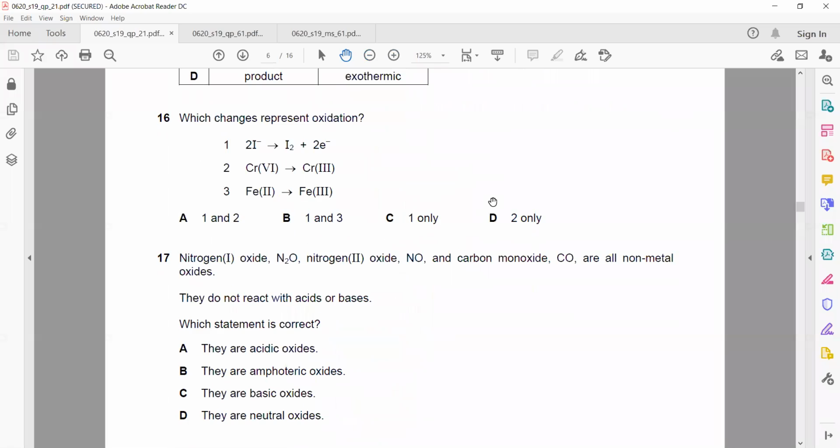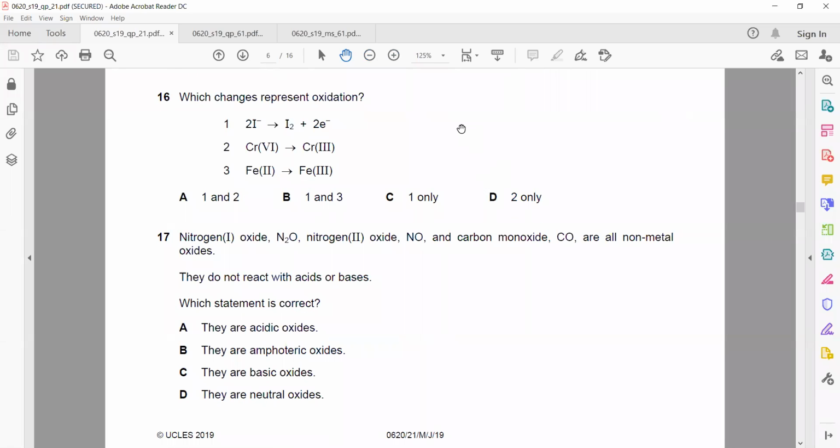In question 16, which change represents oxidation? The term oxidation means addition of oxygen, or in terms of loss or gain of electrons, it is OIL RIG. Oxidation is loss and reduction is gain. So if something is losing electrons, we call it oxidation. If something gains electrons, we call that reduction.